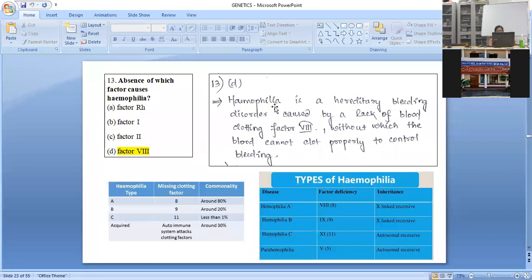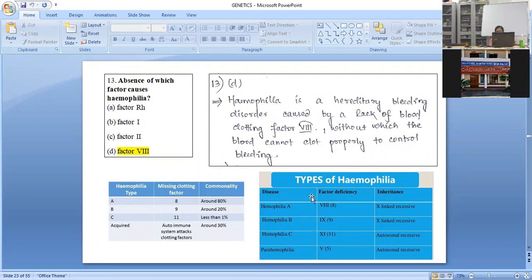syndrome. Now coming to hemophilia once again, absence of which factor causes hemophilia? It's a generalized question. Although I have given here 2 different tables for the extra information, if the question is absence of which factor causes hemophilia, it has to be factor 8. We know that it is also called the bleeder's disease, and it's a hereditary bleeding disorder that is caused by the lack of blood clotting factor 8, without which the blood cannot clot properly to control the bleeding.